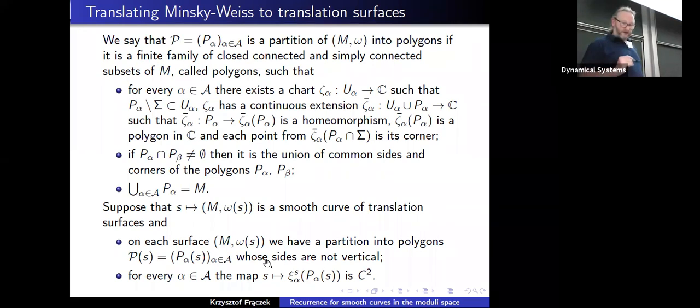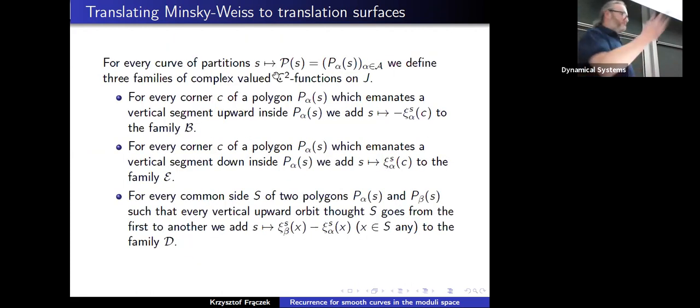And the sides of polygons are not vertical, and the most important assumption says that local coordinates of polygons vary in a smooth way with S changing. Okay, each such object we will call a curve of partitions, and for any such curve of partitions, we define three finite families of complex valued functions B, E, and D. B like the beginning, E like the end, D like differences.